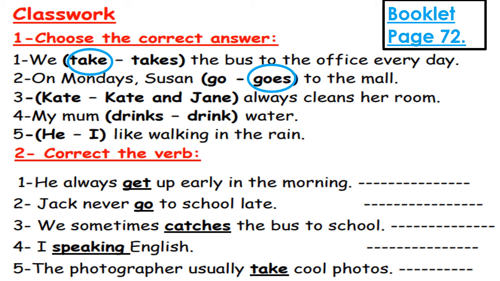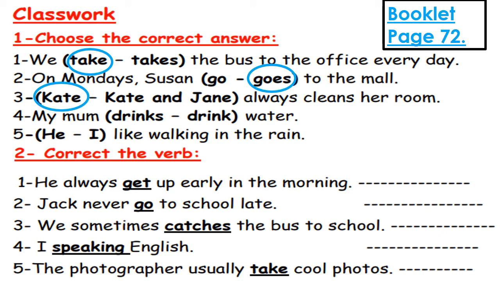Number 3, Kate or Kate and Jane always cleans her room. So we have always, it's a guiding word for present simple tense. Cleans, we also have the verb with letter S. Her room refers to the singular noun. So I will choose Kate or Kate and Jane. Kate, so the answer will be Kate.